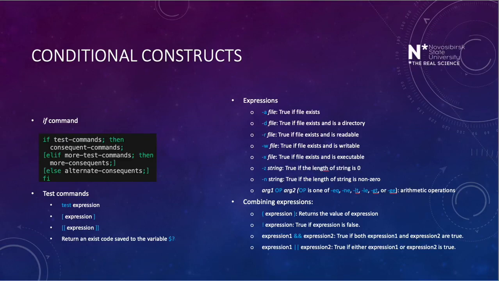One of the control commands to change the direction of the code is the conditional commands, and the most popular is the if. So the if command follows the following syntax. It starts with the if reserved keyword followed by a test command. If the test command returns an exit code of 0, then the consequent commands are executed.